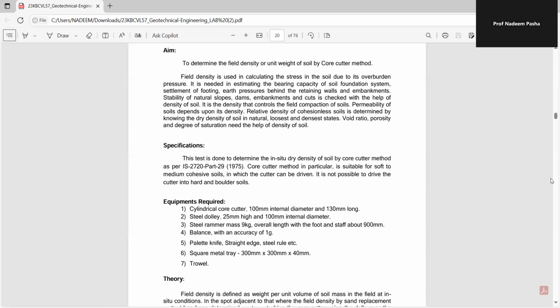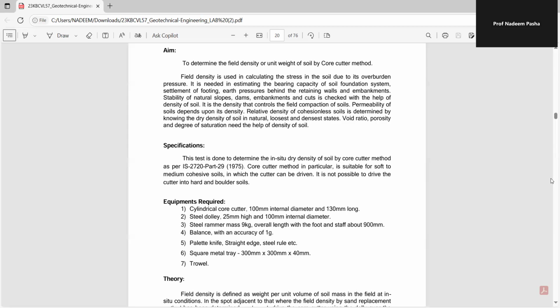So what are the equipments required? Cylindrical core cutter, 100 mm internal diameter and 130 mm long. So the cylindrical core cutter you have to take, and its dimension is 100 mm internal diameter and its length is 130 mm long. Steel dolly, 25 mm height and 100 mm internal diameter. So what about the steel dolly? Its height is 25 mm and internal diameter is 100 mm.